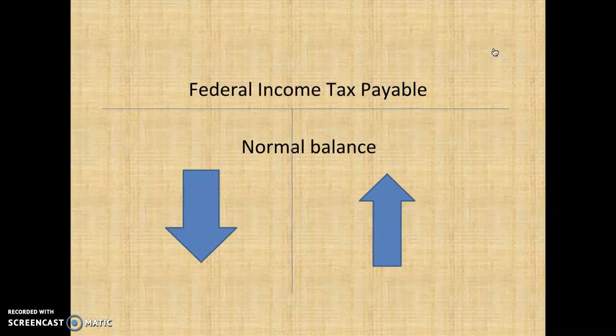And then our second account is going to be our federal income tax payable. And this one, I don't know why normal balance is in between there, but it has a decrease on the debit and normal balance and increase on the credit. And it would be a liability.